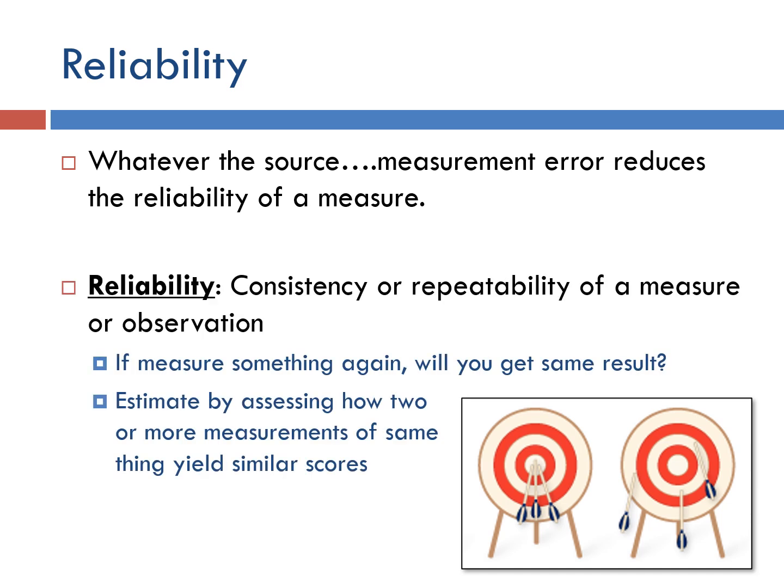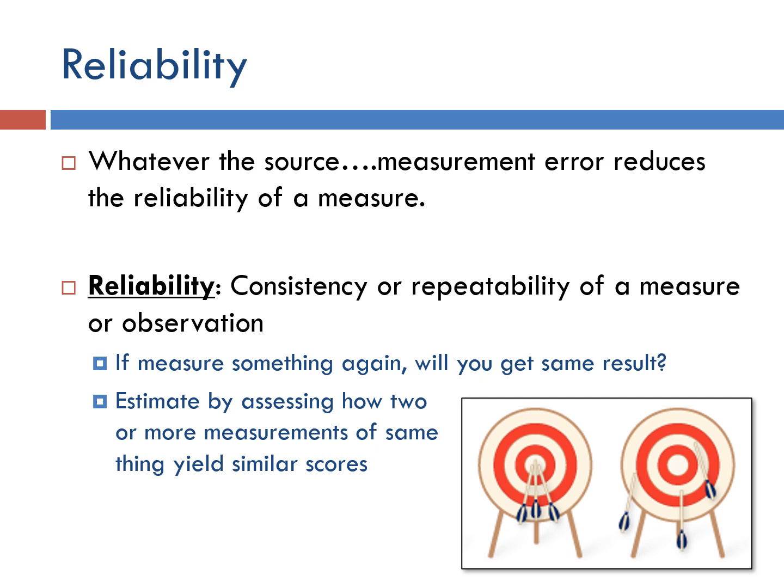What is reliability? It is the consistency or repeatability of a measure or observation. If we step on that scale, we expect that each time we step on that scale, we should be getting the same answer. And if we aren't, then something's wrong. When we assess somebody on a variable, we expect that if we ask them again, they would say the same thing. We would get similar results.